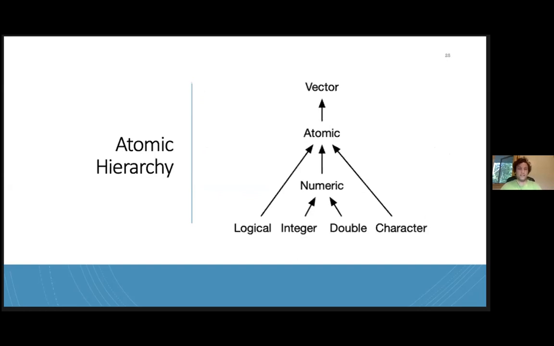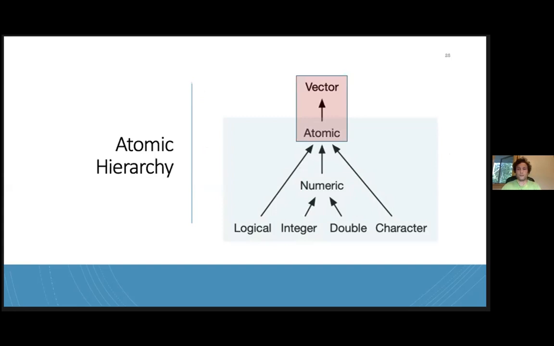So this is kind of what's called the atomic hierarchy. And you'll see the 4 major data types listed below. And what I really want to point out is that they all point to this idea of atomic. And more importantly, atomic then leads into what's called a vector.